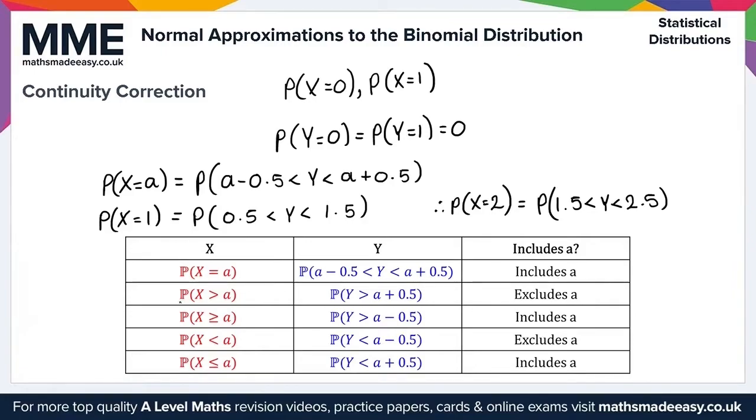If you were looking, say, at the probability that x is greater than a, then we'd write this as a continuity correction as a probability of y being greater than a plus 0.5. And we could see that would exclude a. Okay. For example here, the probability that x is greater than or equal to a, well, we'd write that as a probability that y is greater than a minus 0.5 because we need to include a there. Okay. And a similar argument follows here when looking at x being less than a and less than or equal to a. Okay. So that gives us everything we need there for continuity corrections.